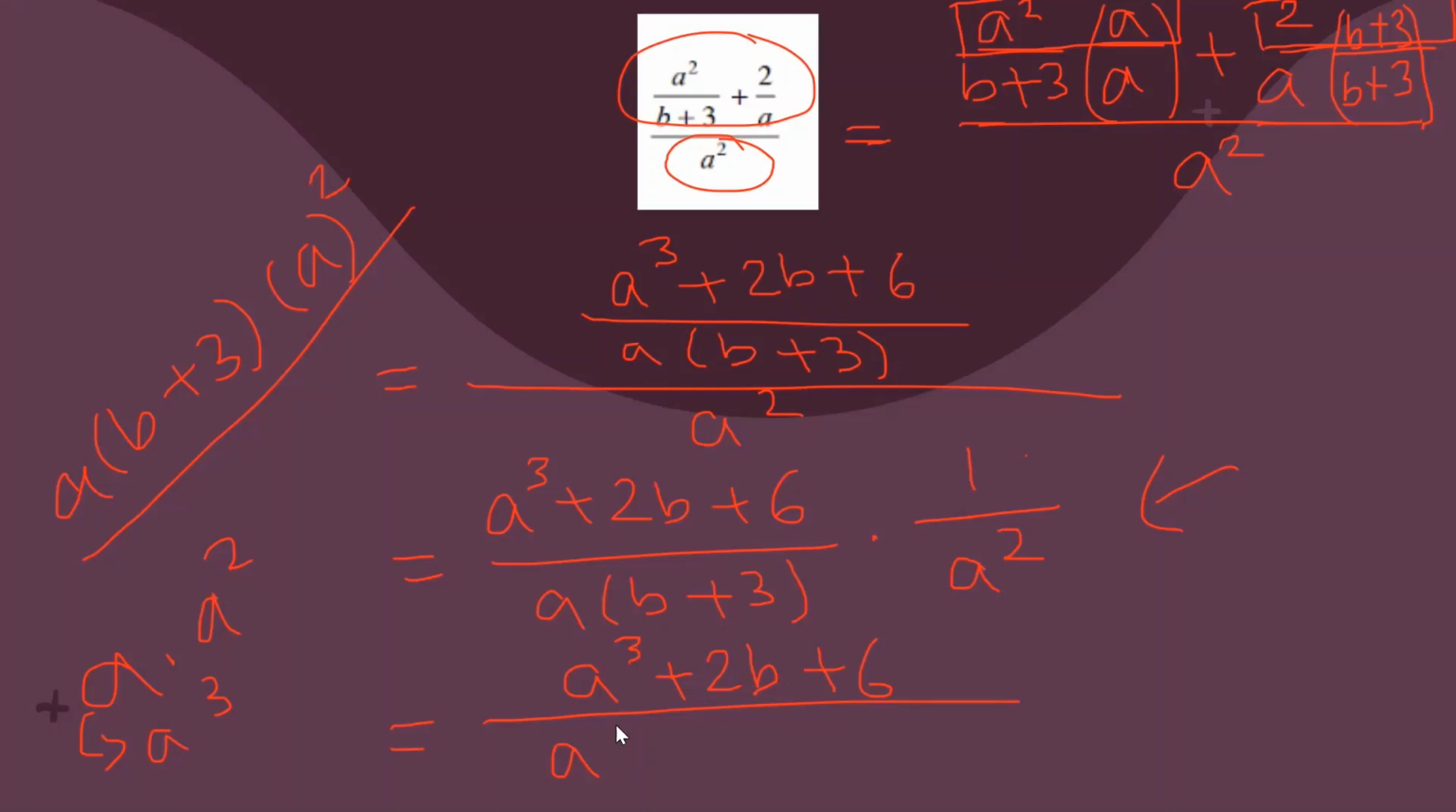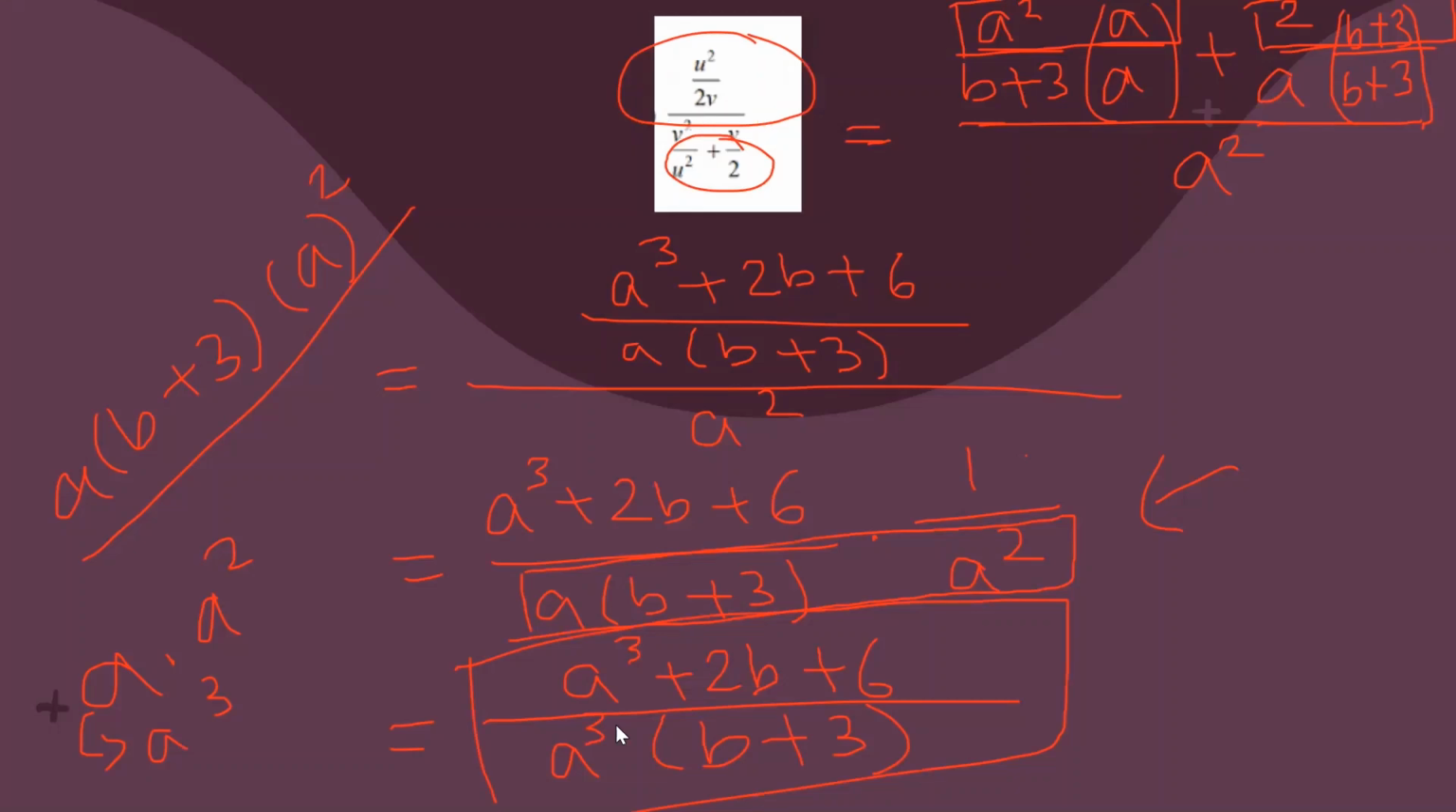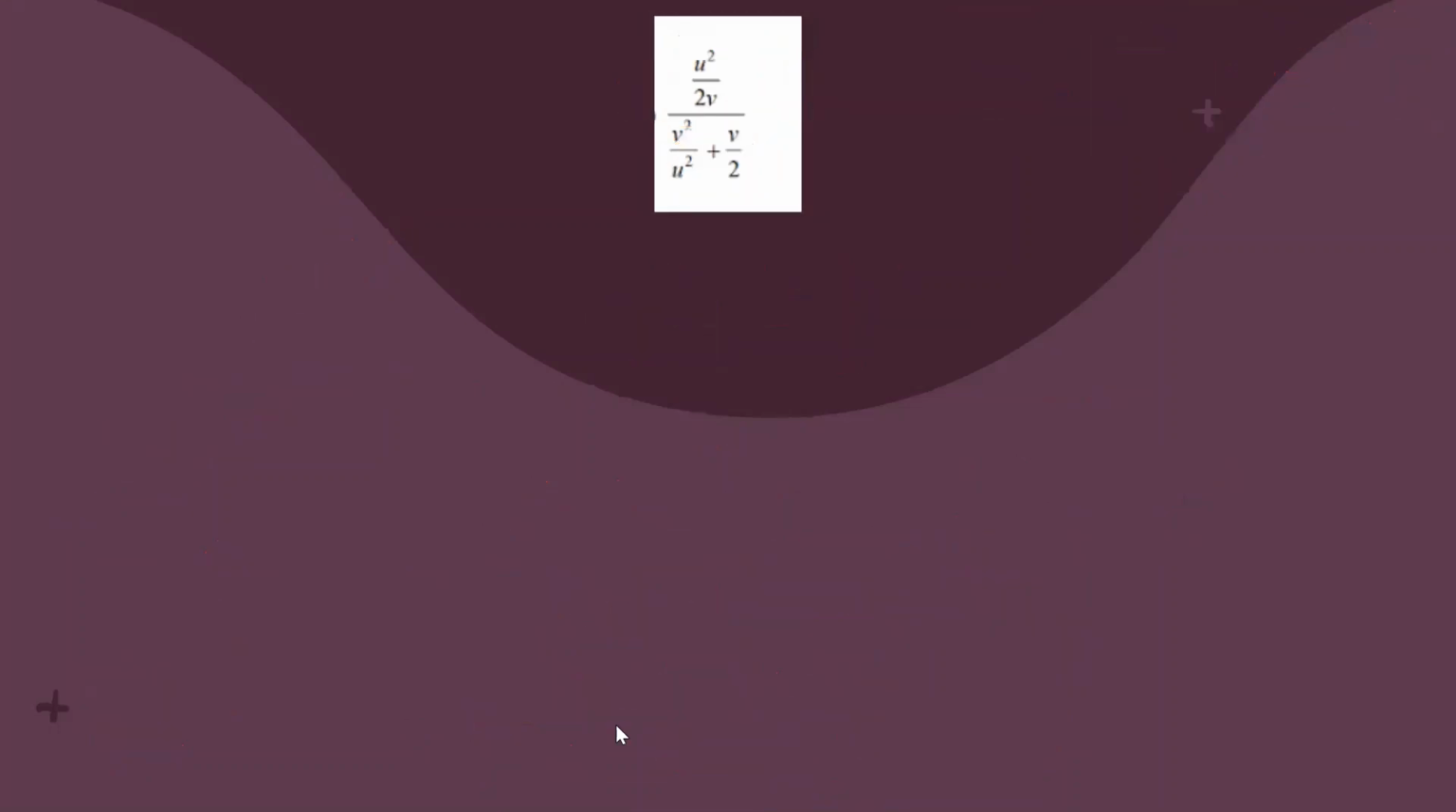So if I multiply across this part, I should get a cubed times b plus 3. And guess what? That is your final answer. You cannot simplify this anymore. So that is that. We're going to try one last problem from there. Try this problem in here.